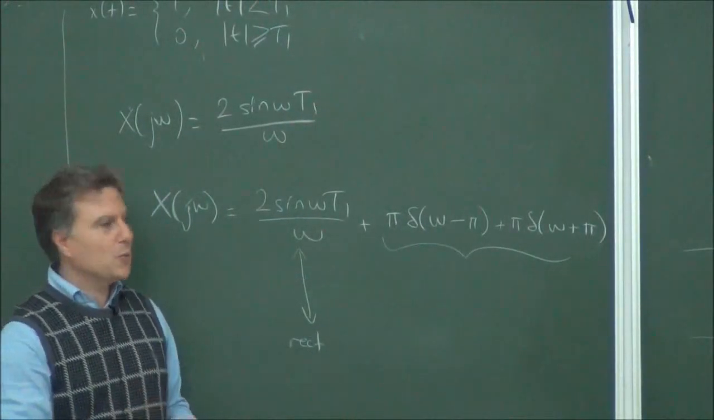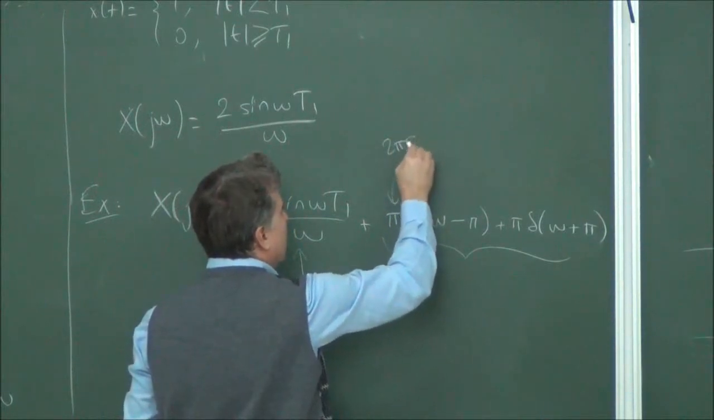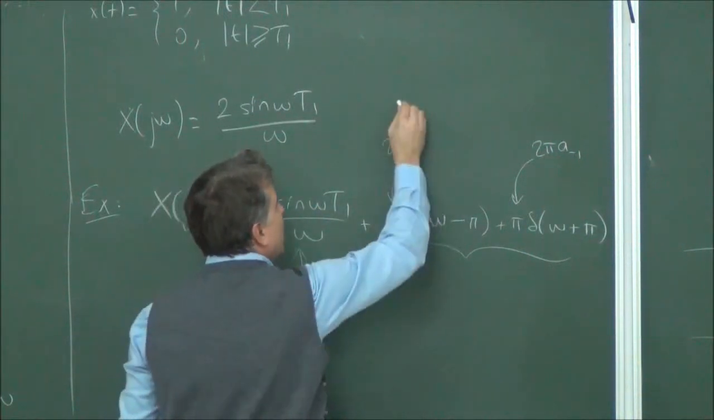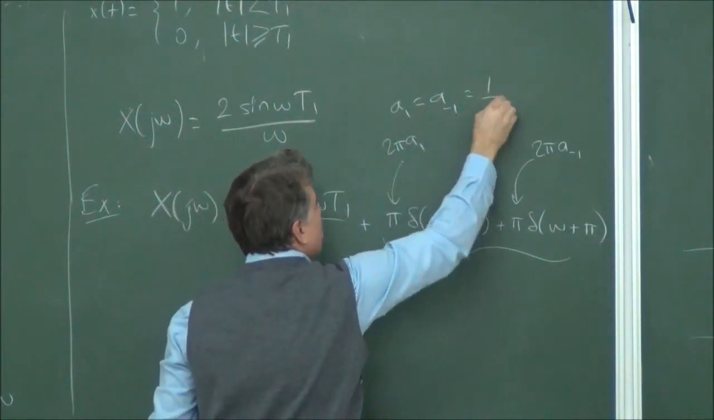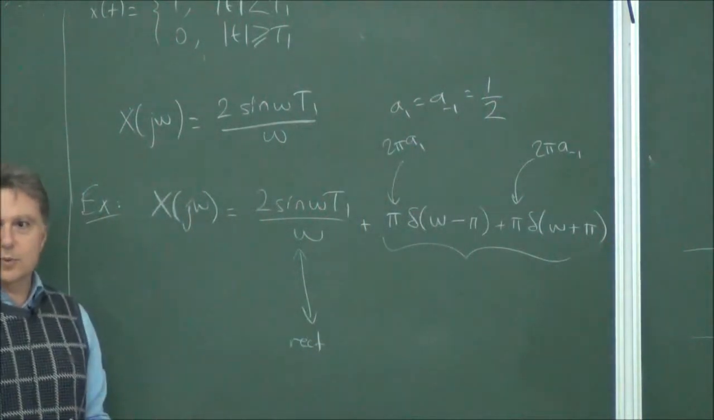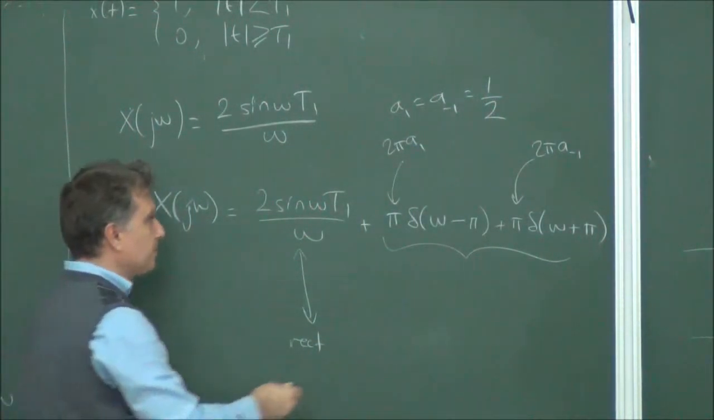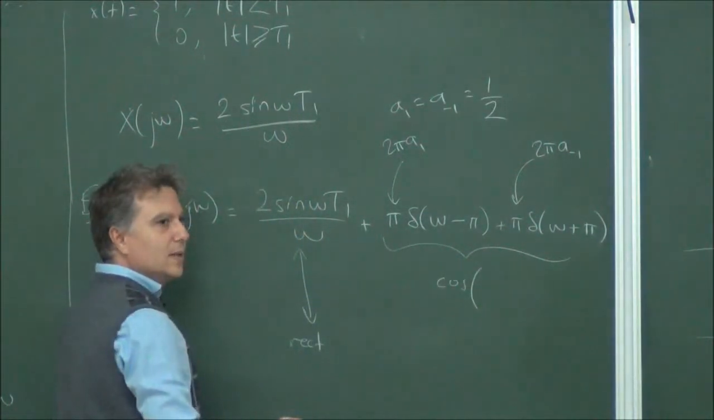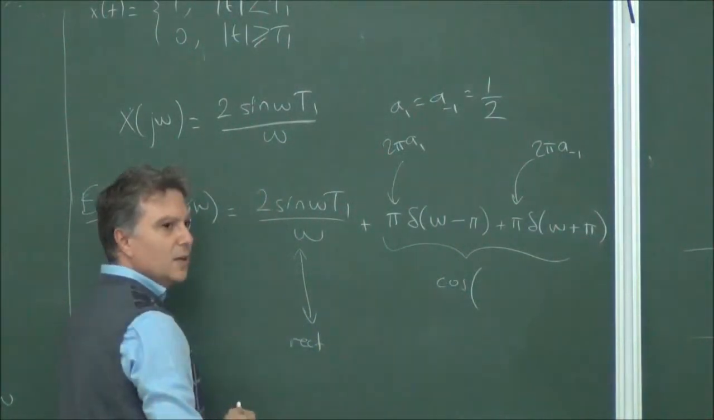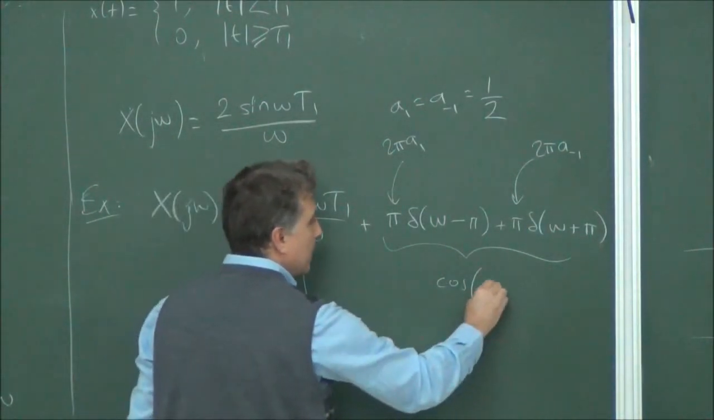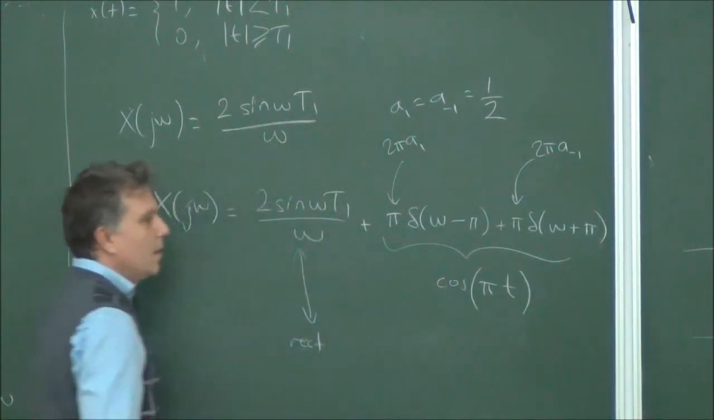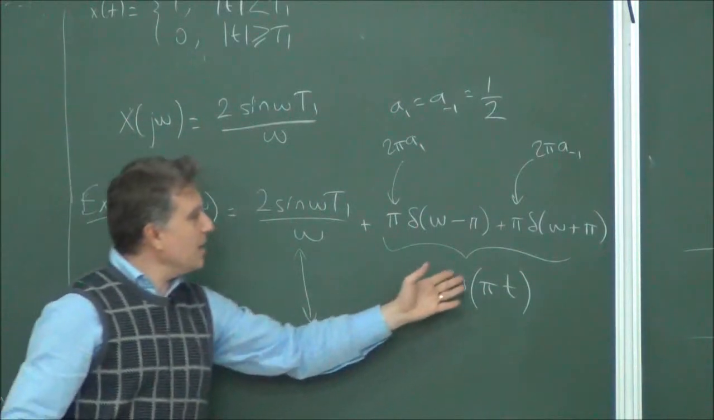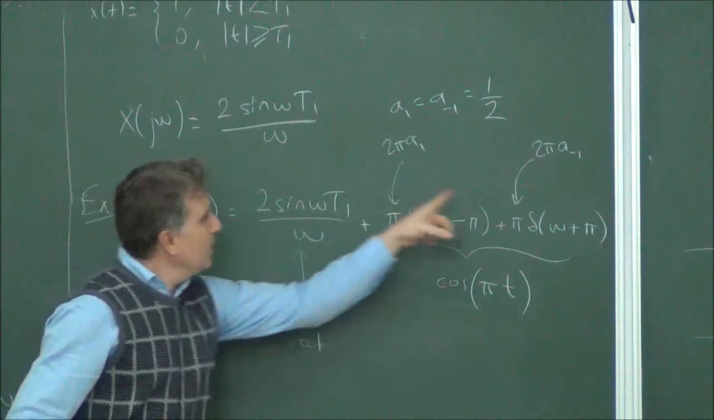So 2 pi times A minus 1. This is 2 pi A1. This is 2 pi A minus 1. So A1 is equal to A minus 1 is equal to 1 over 2. And what does it correspond to? It's a cosine. What's the frequency? Pi. Cosine pi t. So this signal of rectangle plus cosine pi t would give you this Fourier transform.